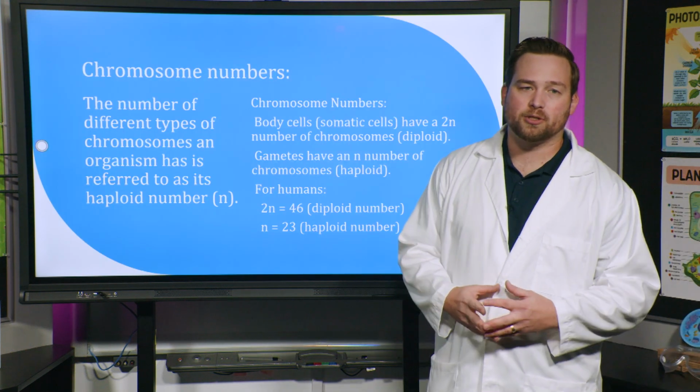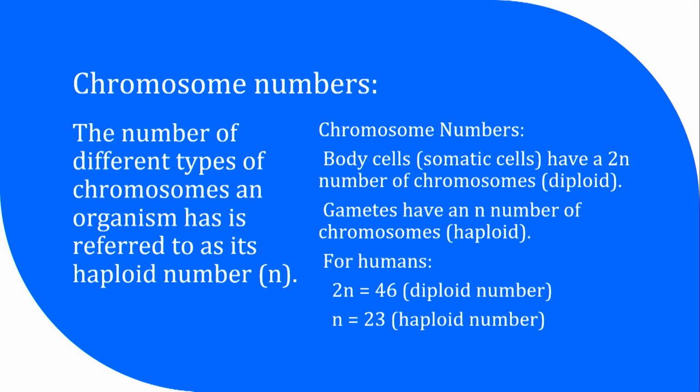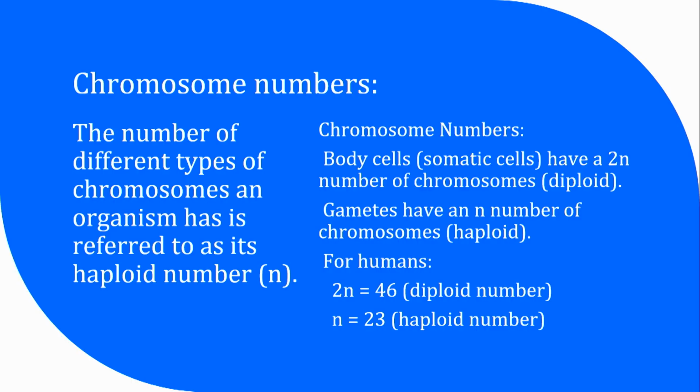So let's talk about those chromosome numbers a little bit more. The number of different types of chromosomes in an organism is referred to as its haploid number. So remember that the egg and the sperm cells are haploid. Chromosome numbers when it comes to body cells, remember that another word for body cells is somatic cells, and we would write that as 2N. If you see 2N, that's telling you that it's the diploid number, and that these are coming from body cells. Gametes have a haploid number of chromosomes.